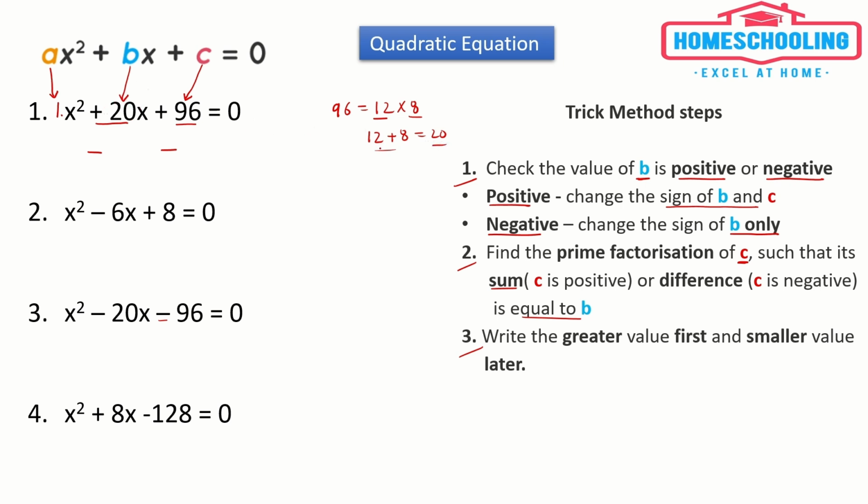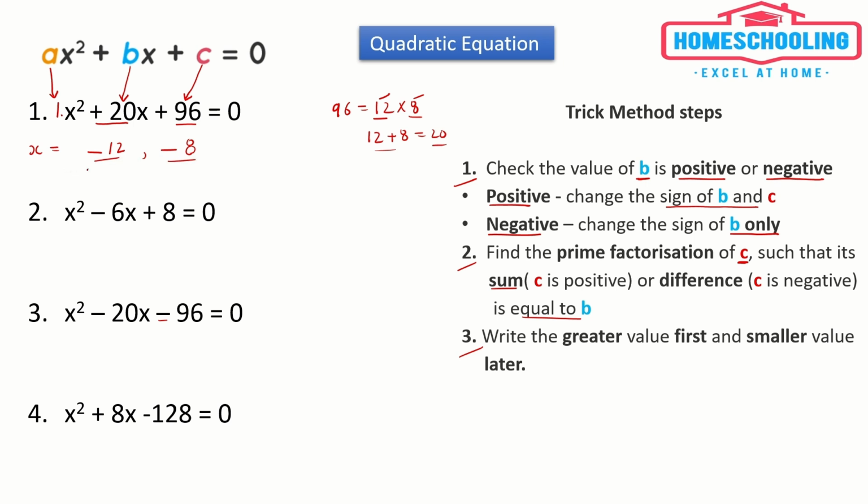So what we're going to do here is, we have two factors, 12 and 8. 12 is the greater factor, so we'll write the greater value first, and 8 is the smaller factor, so we will write the smaller factor later. So we have two roots of x now. x is equal to negative 12 and x is equal to negative 8. These are the two values of x here.